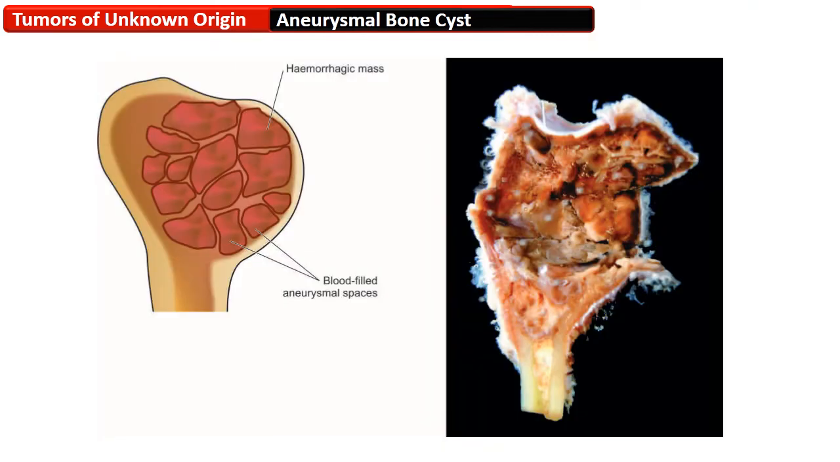The illustration on the left is showing the presence of multiple blood-filled cysts, aneurysmal spaces, that are separated by fibrous septi, and these are the characteristics of the aneurysmal bone cyst. While on the right, this gross appearance of an aneurysmal bone cyst of the ulna is showing that at the end of the long bone there is expansion and lysis, while the inner wall of the cyst is thin and hemorrhagic.